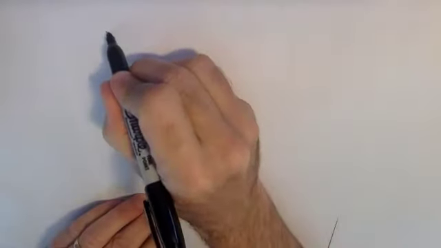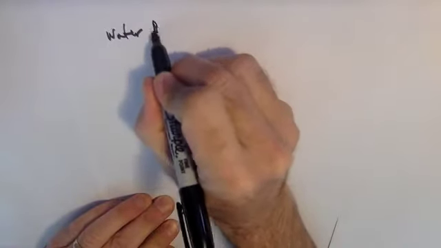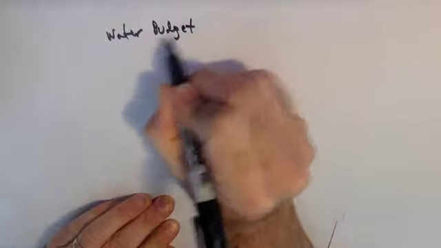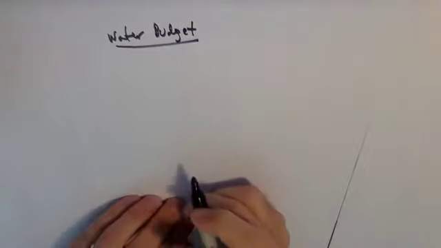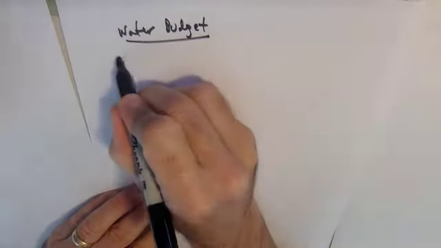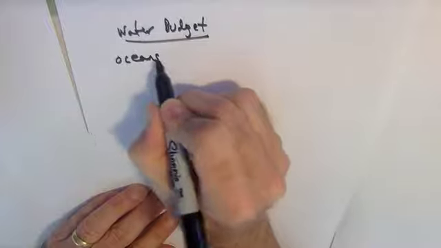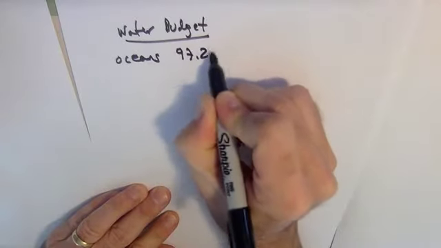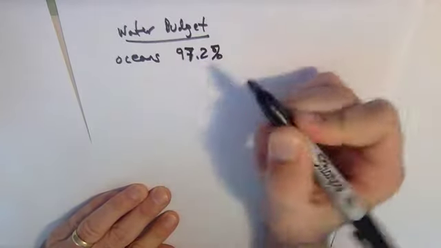When you think about where water comes from and where it goes, we can think about it in terms of a budget. So we're going to write out some water budgets here. On a global scale, you all know where most of the water is. It's in the oceans. The oceans account for 97.2% of all the water.